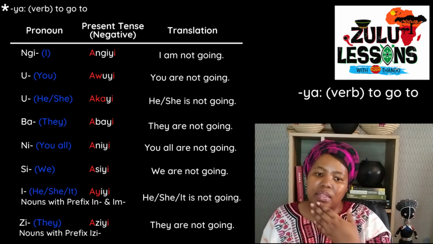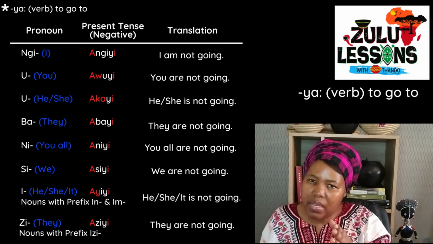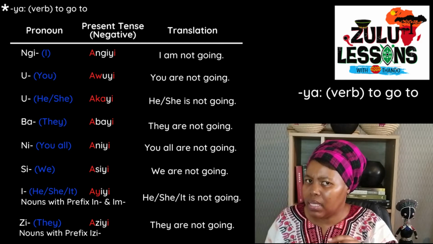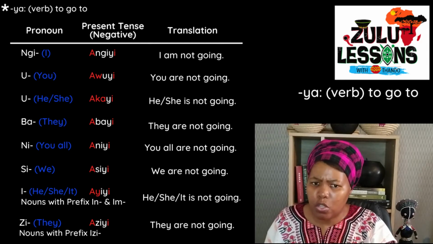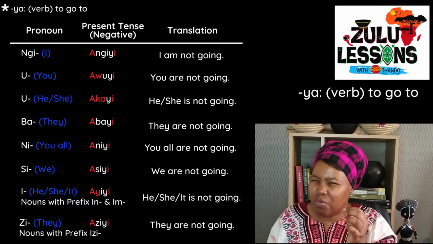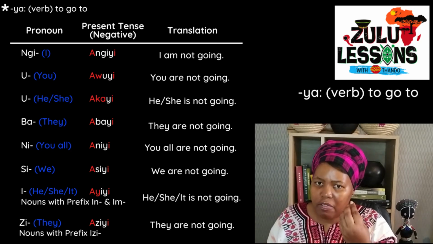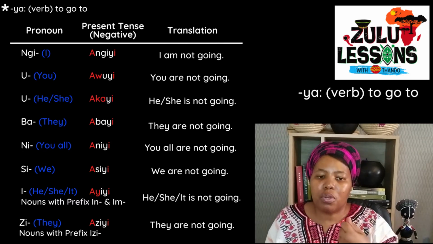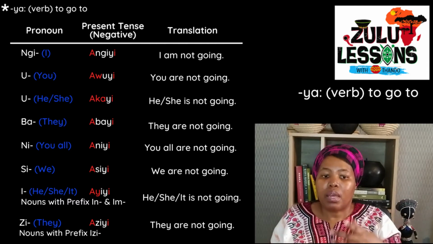Now, let's look at this now. It's looking really short. Angiyi, I'm not going. Look at that. The only thing that's left of that original verb is just the Y. That's all that's left to show us the semblance of the original verb. So, angiyi, I'm not going.